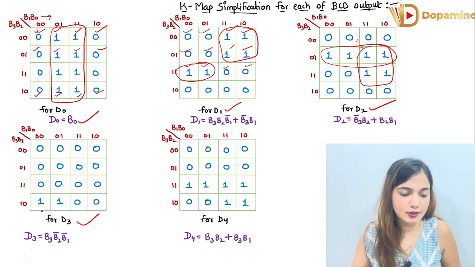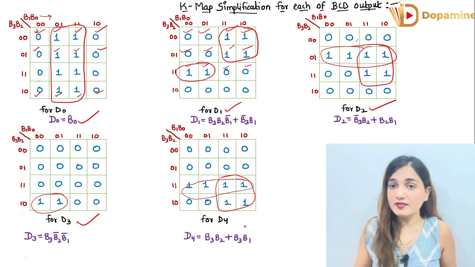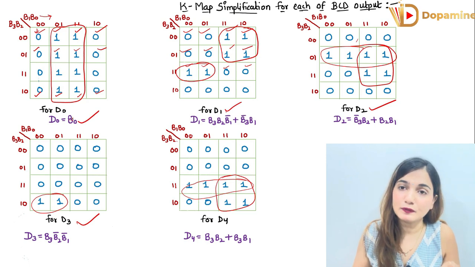You are going to put all these. Then for two ones, you will be making a pair B3, B2 bar, B1 bar as the simplification for D3. Now for D4, you have put all of the ones. So here you are getting a quad, and here also you are getting a quad. So D4 represents B3, B2 plus B3, B1. So we got the simplification of all the output bits with respect to the input bits.